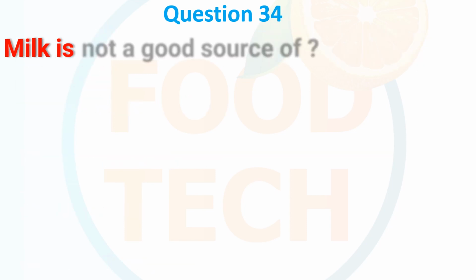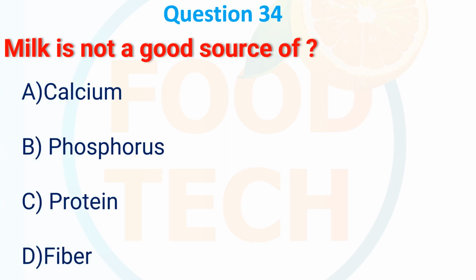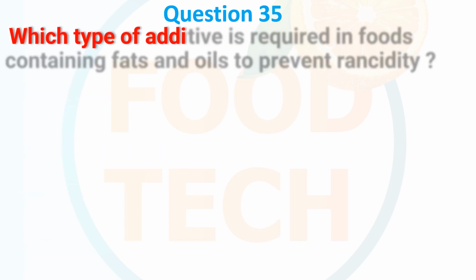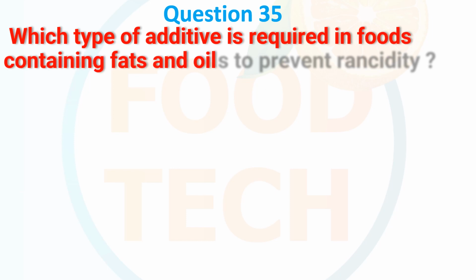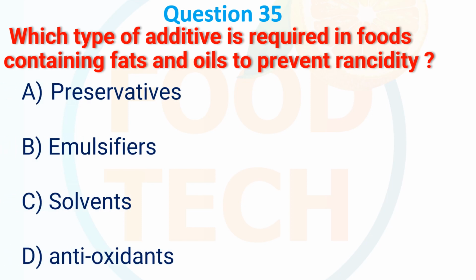Nutritional additive. Milk is not a good source of A. Calcium, B. Phosphorus, C. Protein, D. Fiber. The answer is D. Fiber. Which type of additive are required in foods containing fat and oil to prevent rancidity? A. Preservative, B. Emulsifier, C. Solvent, D. Antioxidant. The answer is D.